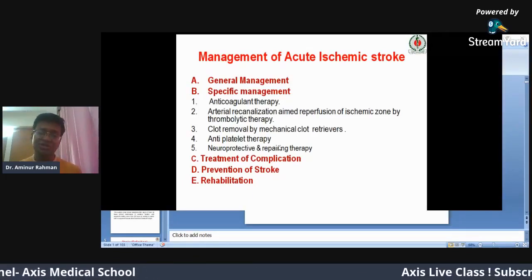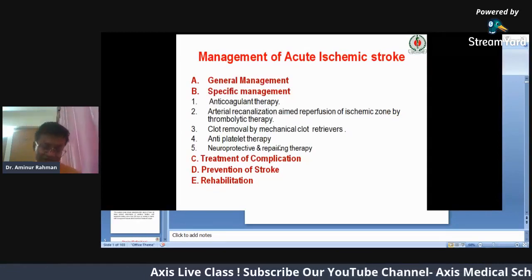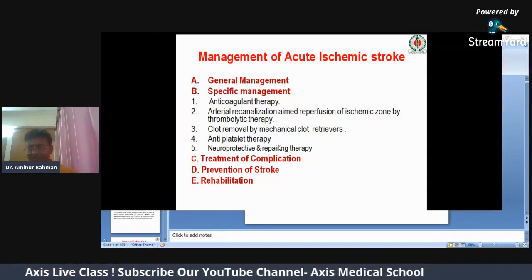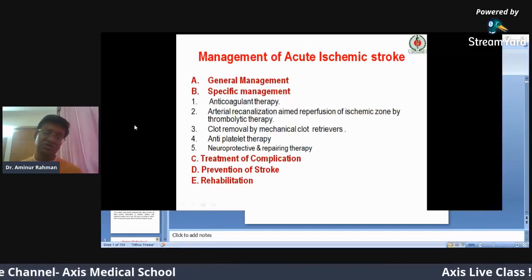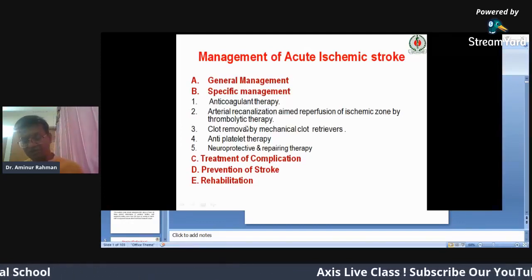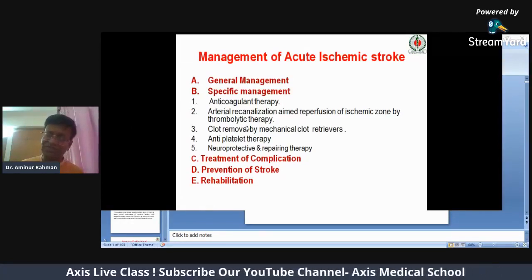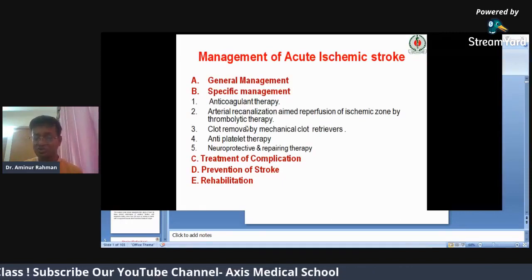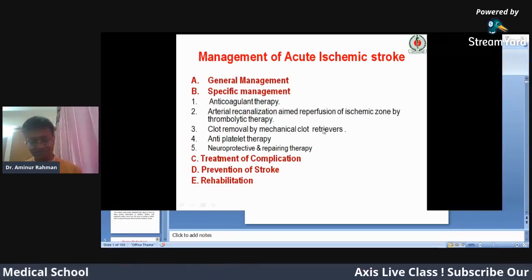If a stroke patient comes to the emergency room and you don't manage the general management, the patient will deteriorate. Initially we go for the general management, and after that we assess the patient. So it will be better for a better outcome for the patient.